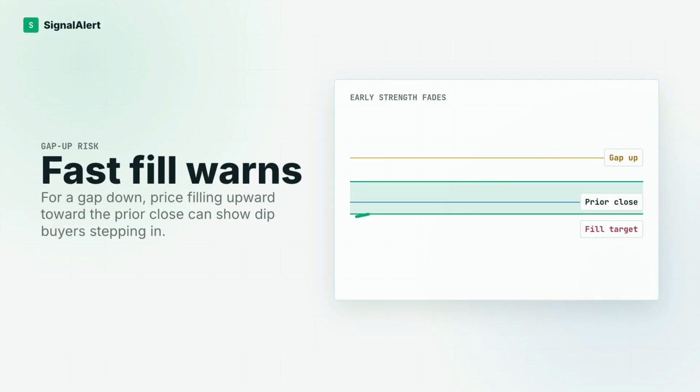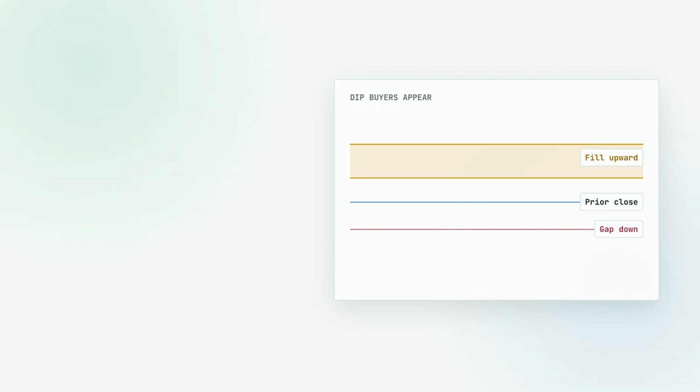Signal Alert uses two key settings for gap fill. First is gap direction. Choose up when you want to track a gap that opened higher. Choose down when you want to track a gap that opened lower. Second is fill percent. A 50% fill means price has retraced halfway into the gap. A 100% fill means price returned to the prior close.